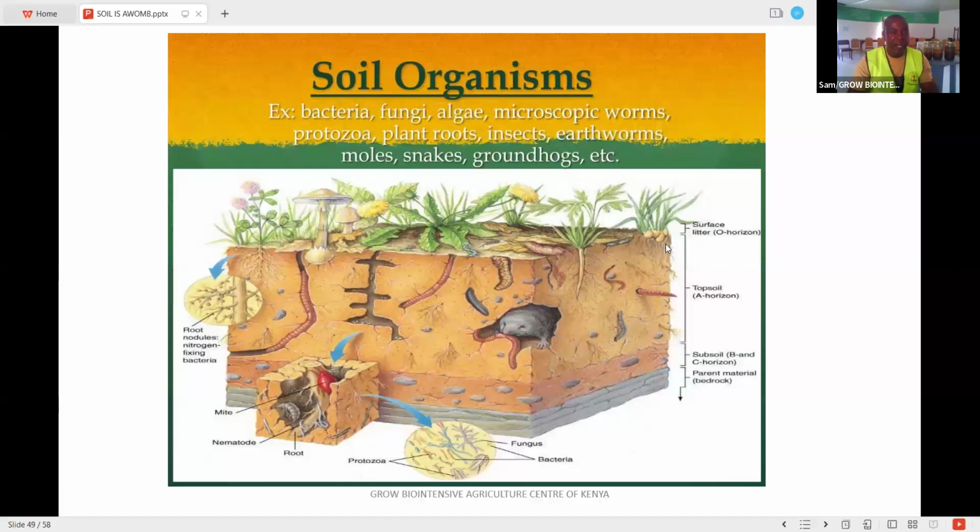They give us aeration. Some will bring nutrients that are down there up here, like the earthworms and other organisms. So they are very, very important. They go down and bring nutrients up. Some will destroy the soil, yes, like termites. Sometimes they're not good, but they also have their work in the soil.